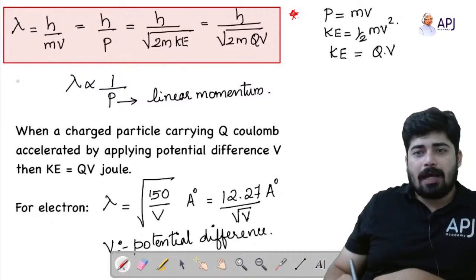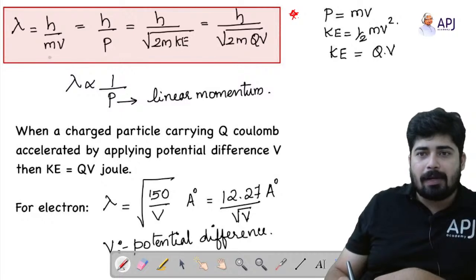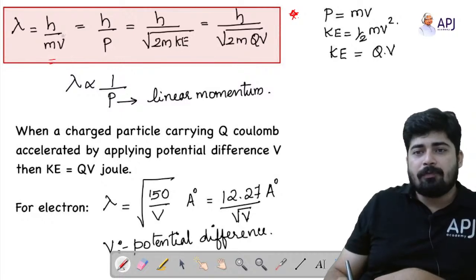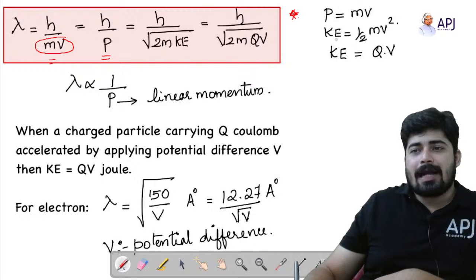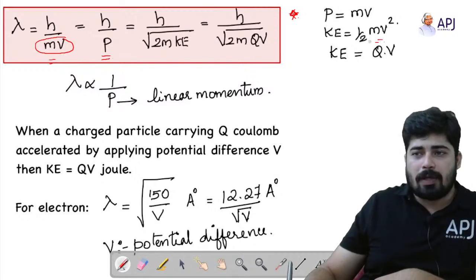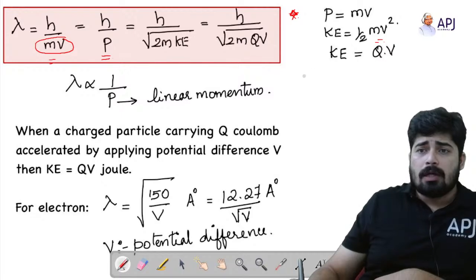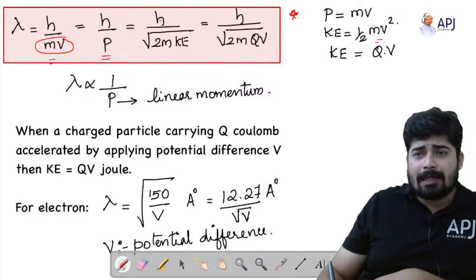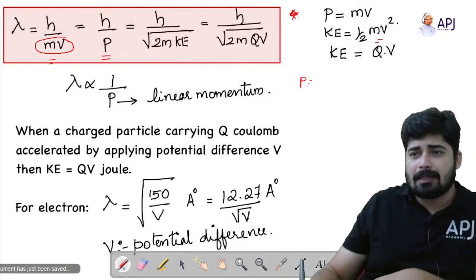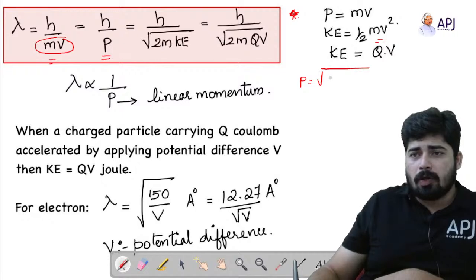We have already found that lambda is equal to h by mv, and we know that mv corresponds to linear momentum, so I can replace it by p. P is linear momentum, so I can write it as h by p. And here we know that kinetic energy is equal to half mv square. Also, momentum can be represented as p equal to root of 2m KE.